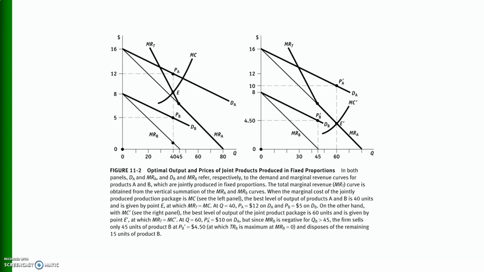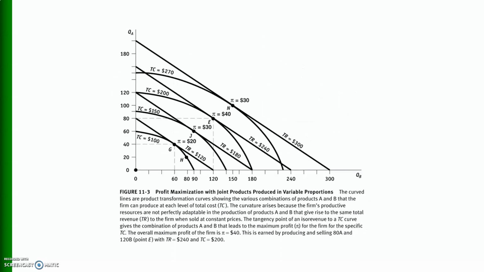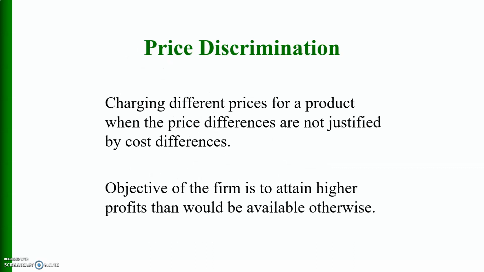Here in this figure we show optimal output and prices of joint products produced in fixed proportion, and in this diagram we show profit maximization with joint products produced in variable proportions. You may go through the detail which is given below this figure.